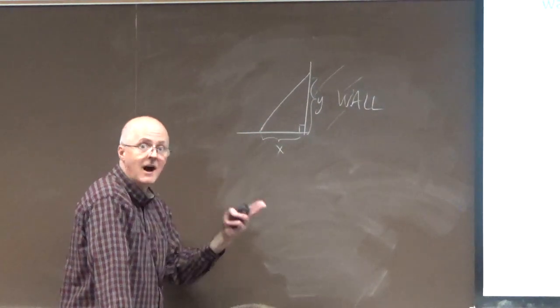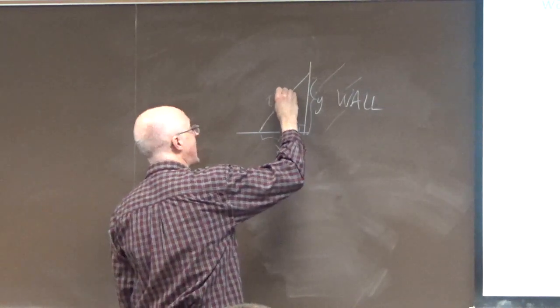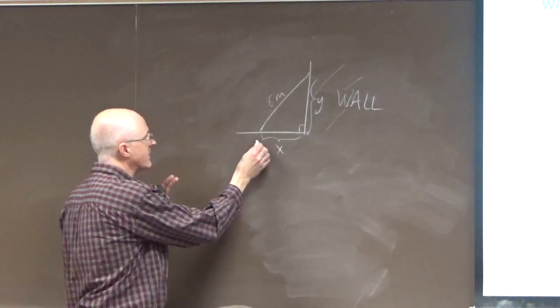The hypotenuse is constant, right? That's the ladder. That's 8 meters. But x and y are changing. The ladder is sliding away from the wall.